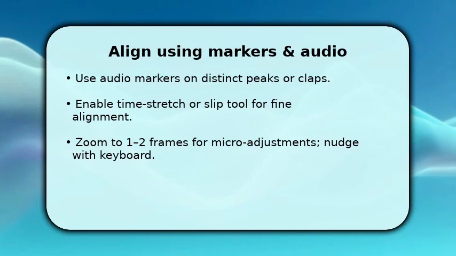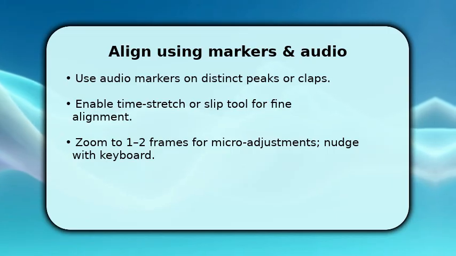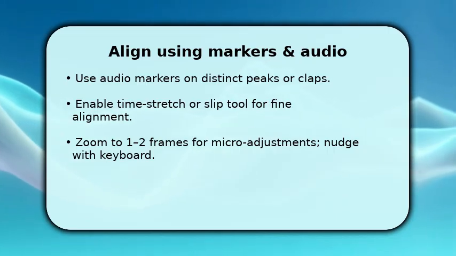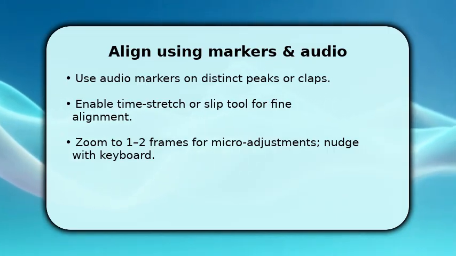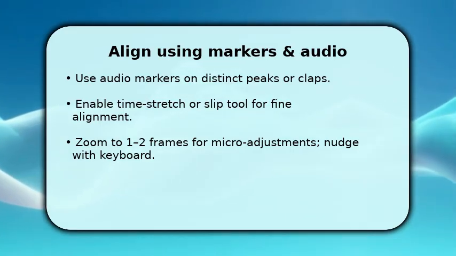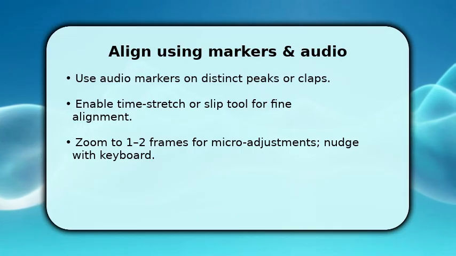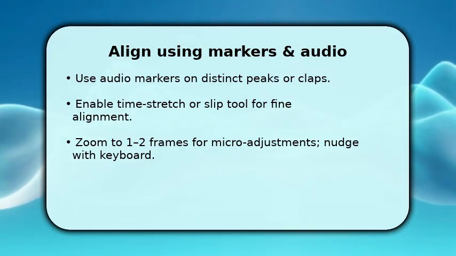Now you align. Play the footage and add markers on strong transients like claps or syllable attacks, both on camera audio and on the clean track. Once both have markers, drag the clean audio to match marker positions. If durations differ, use time stretch or the slip tool to preserve pitch while fitting runtime. Make sure to zoom until you can see 1 to 2 frame shifts clearly. Then nudge audio by single frames with the comma/period keys for tight lip sync.